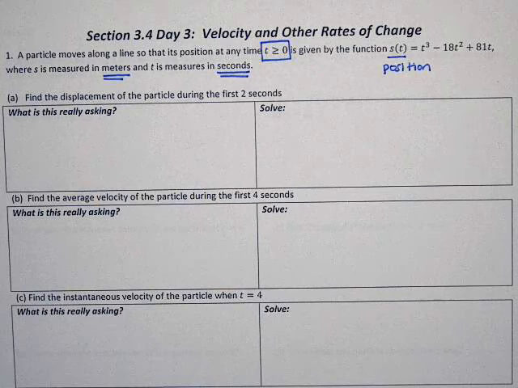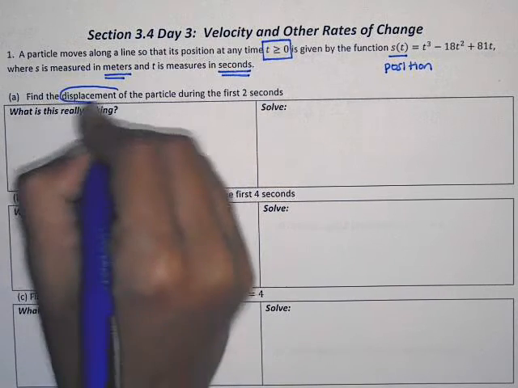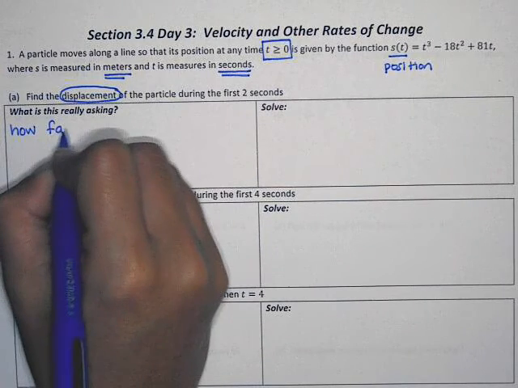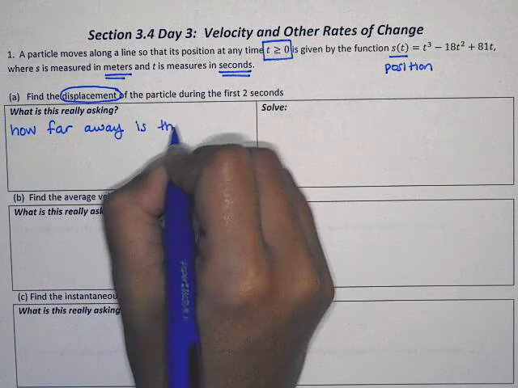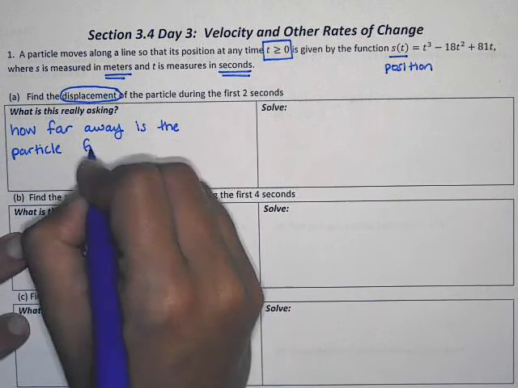When you're reading a math problem like this, it's important to pay attention to the relevant pieces of information. So watch for important numbers or units or functions that might be helpful when you're solving the problem. For part A, find the displacement of the particle during the first 2 seconds. When I see the word displacement, I know that what this is really asking is how far away is the particle from where it started.